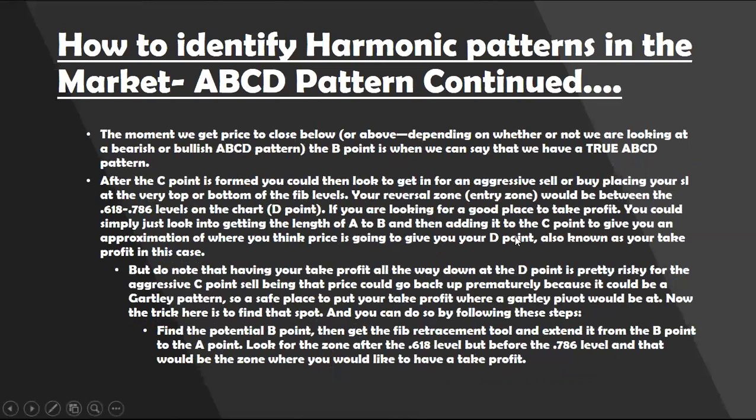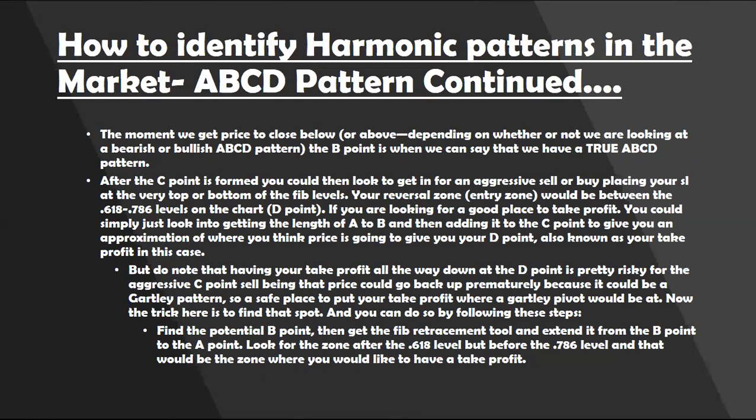All right, so the moment we get price to close below or above, depending on whether we are looking at a bearish or bullish ABCD pattern, that is when we can say that we have a true ABCD pattern. After the C point is formed, you can then look to go in for an aggressive sell or buy, placing your stop loss at the very top or bottom of the fib levels. Your reversal zone will be between the 0.618 and 0.786 levels on the chart, which is also seen as your D point.